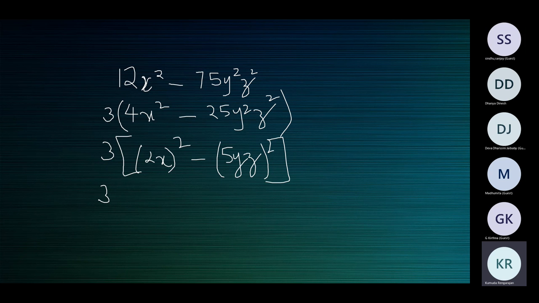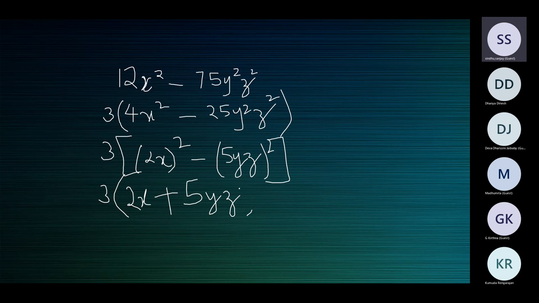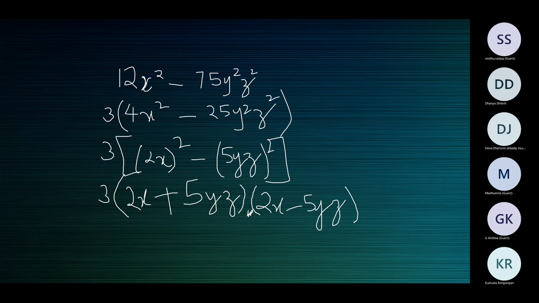So now we have presented the expression in the form a square minus b square. So the result is a plus b into a minus b. Yes, tell me. 2x plus 5yz into 2x minus 5yz, ma'am. Very good.